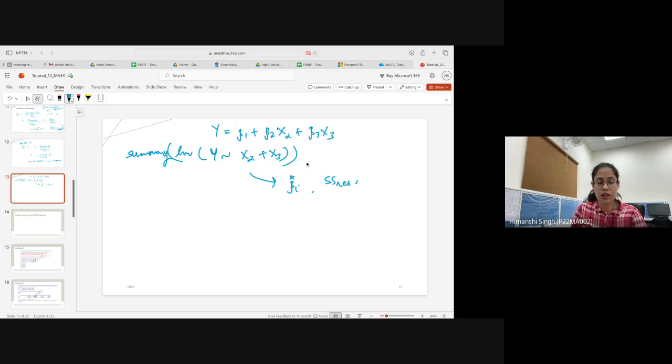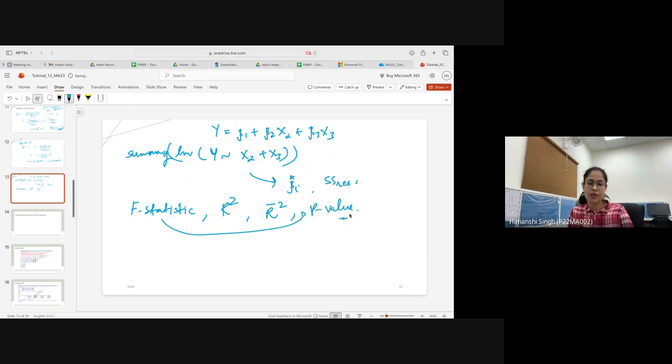Further, what we have not discussed, this command will also give us the value of the F statistic. It will also give us the value of R square and R bar square. And it will also give the corresponding p-value, on the basis of which we can decide whether our null is rejected or not.